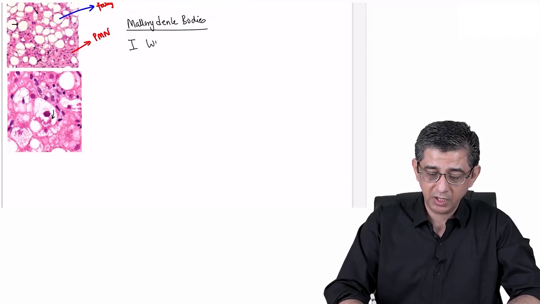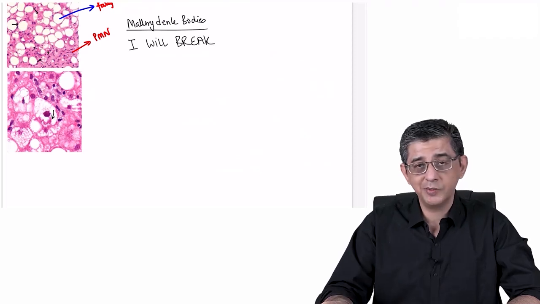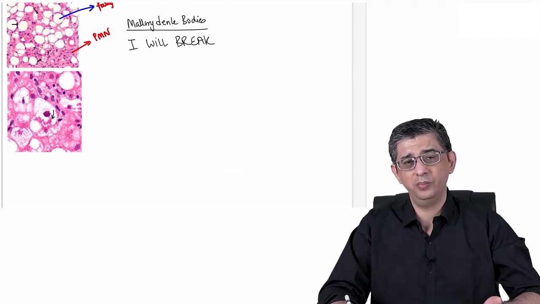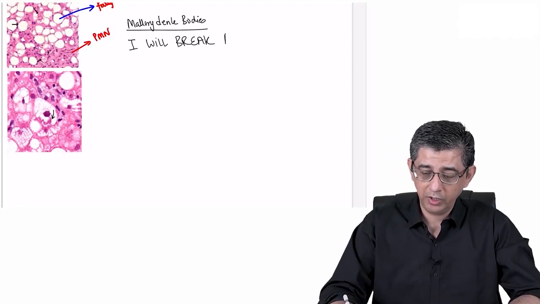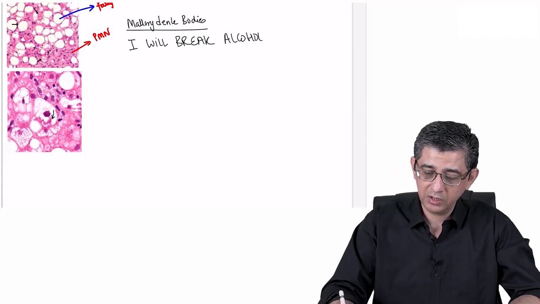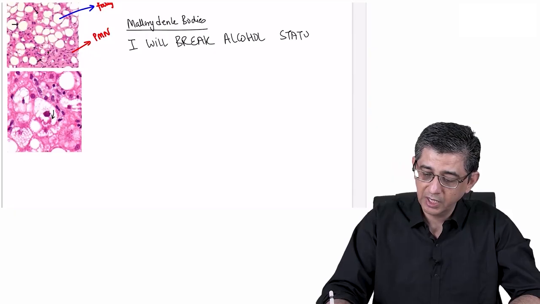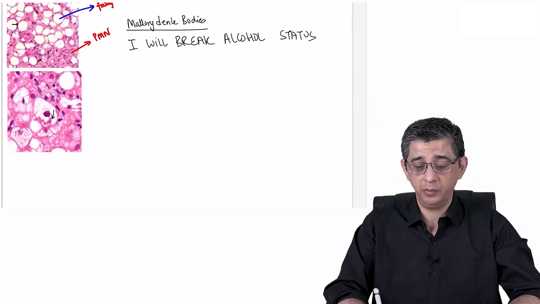And for this, I will be mentioning a mnemonic. Usually I do not recommend mnemonics per se, but here, since it's more of fact-based information, we can incorporate this. So the mnemonic to be remembered is, I will break 'alcohol status', and then just let us pick up words and also see whether you remember this from pathology.